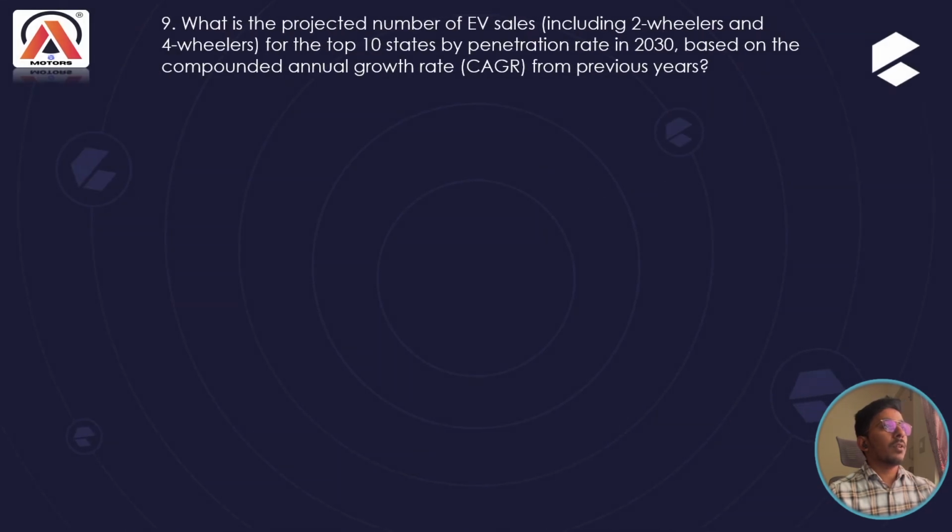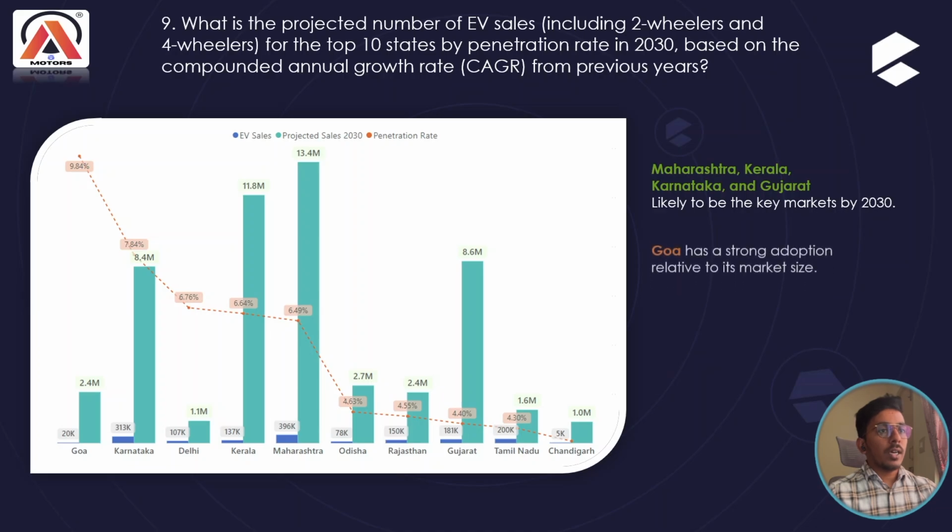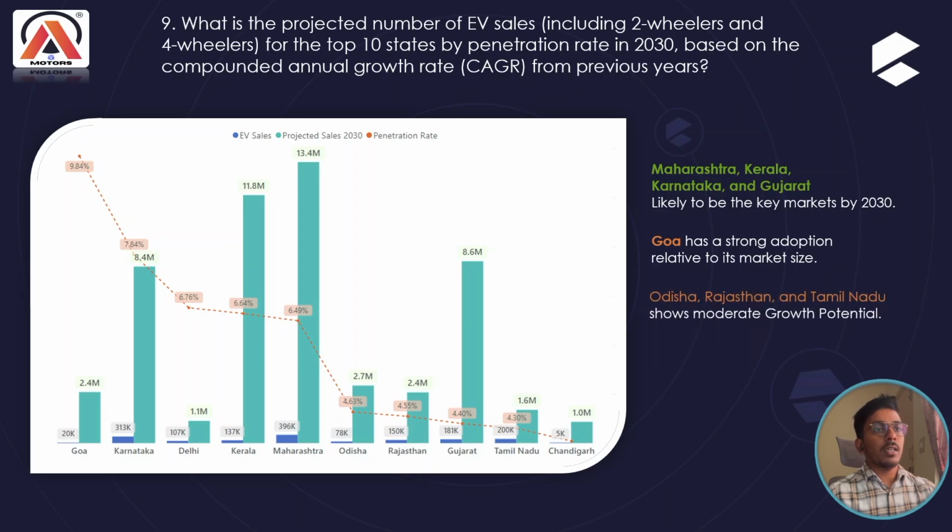What is the projected number of EV sales, including two-wheelers and four-wheelers, for the top 10 states by penetration rate in 2030, based on the CAGR from previous years? So, through this line and clustered column chart, Maharashtra, Kerala, Karnataka, and Gujarat are likely to be the key markets by 2030 with respect to projected EV sales. Goa has a strong adoption rate due to its high penetration rate. States like Odisha, Rajasthan, and Tamil Nadu are showing moderate growth potential.